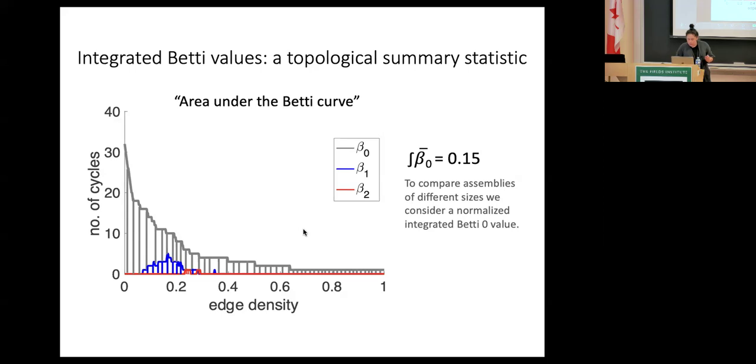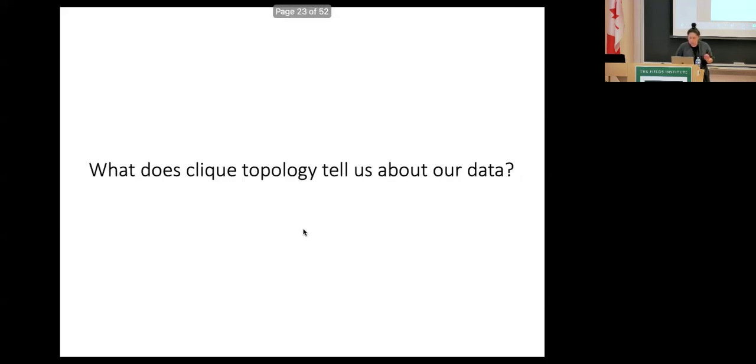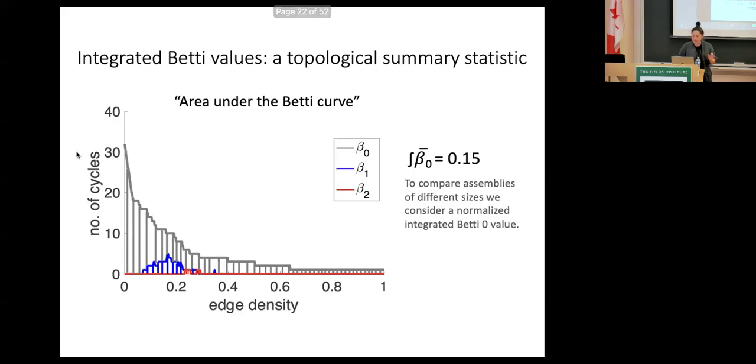One thing I also want to note, maybe I'll note it later. No, I'll note it now. Because we're working with assemblies of different sizes, this Betti 0 curve is going to start at different values, right? And so that's going to skew this measure of Betti 0. So one way to put it all on equal footing is we're going to use this integrated normalized Betti 0 that takes into account the different assembly sizes. So you'll be seeing that in my plots.